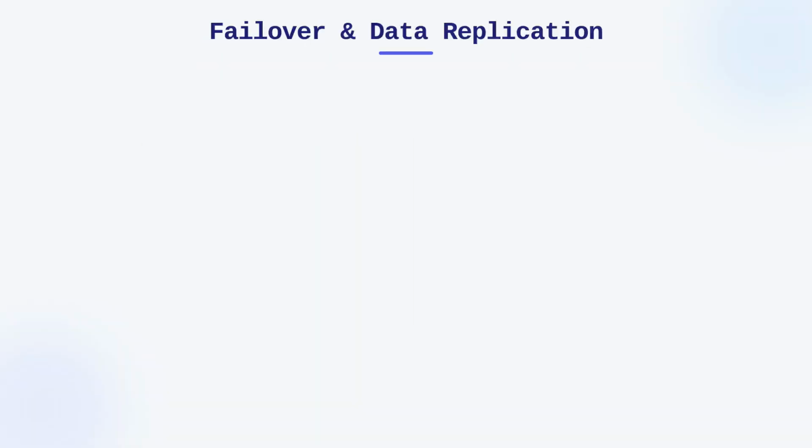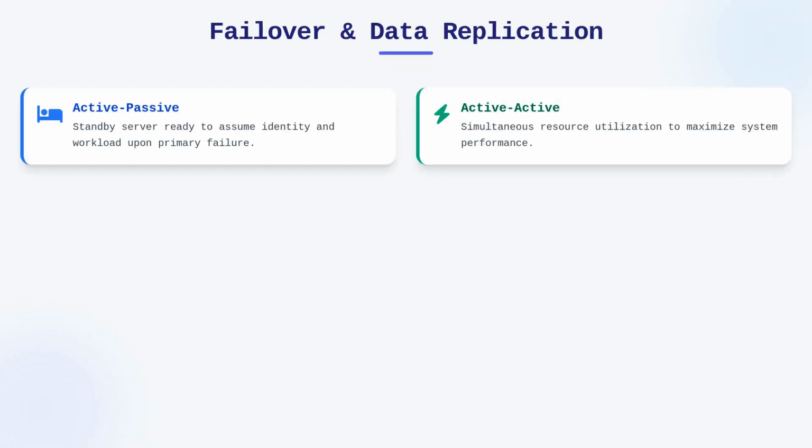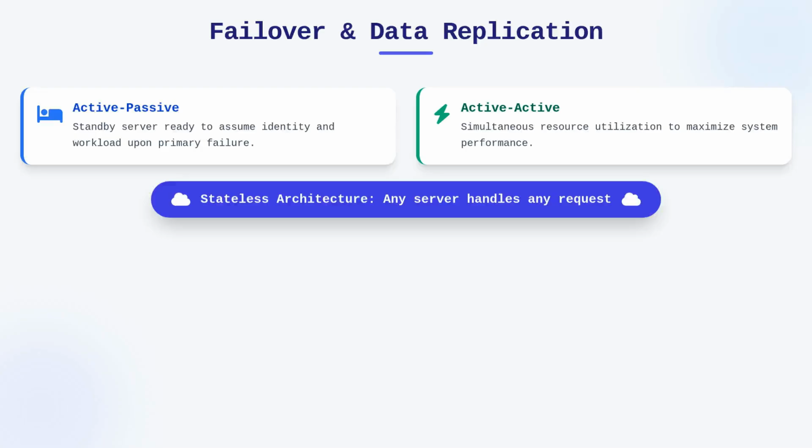Failover mechanisms and data replication are the gears that keep the engine turning when a primary component meets its end. Active-passive setups keep a standby server ready to assume the identity and workload of a failed primary, while active-active configurations utilize all resources simultaneously to maximize performance. However, keeping the application stateless is often the most effective way to simplify this process, as it allows any server to handle any request without needing local session data.